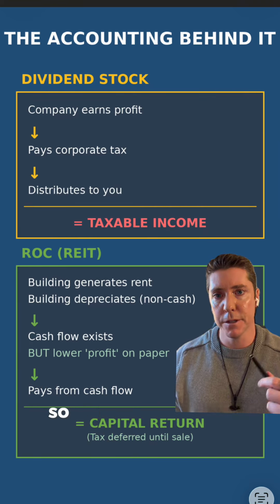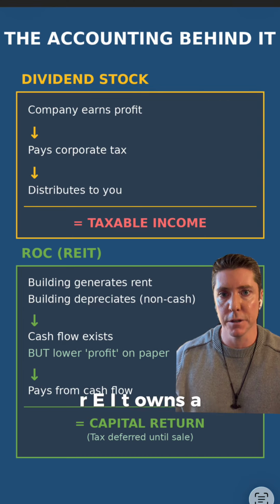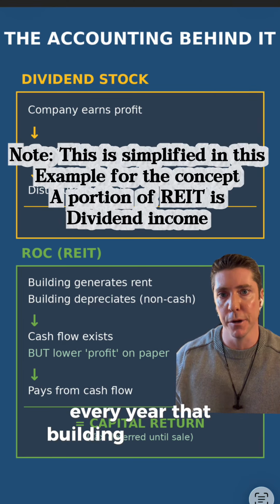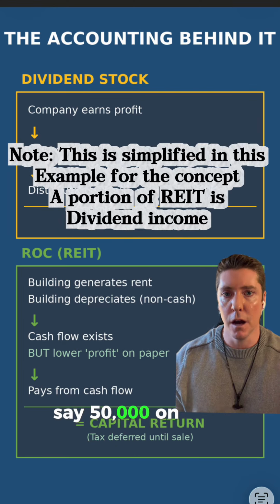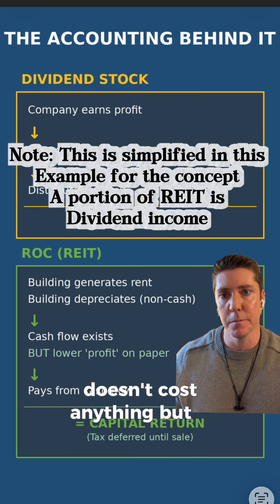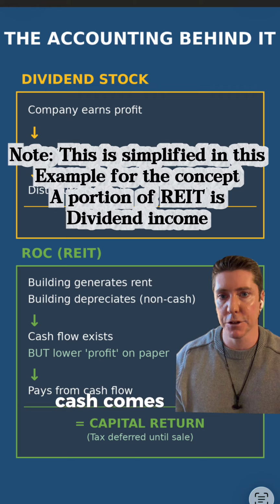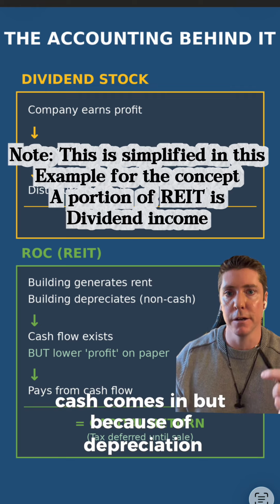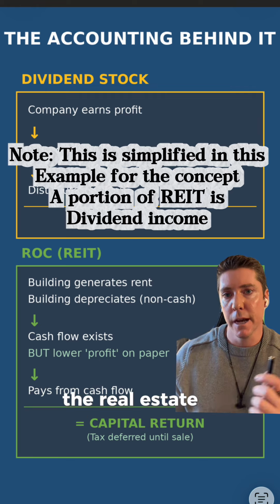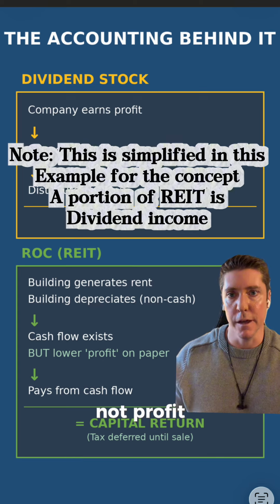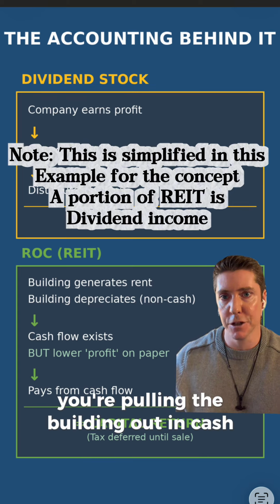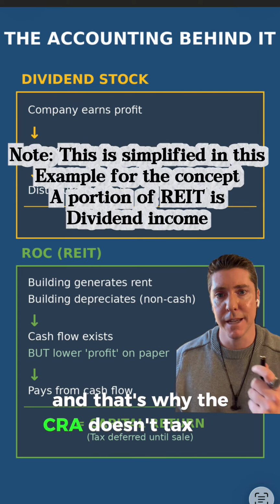Here's what actually happens. Let's say a REIT owns a building that costs $1 million. Every year that building depreciates, say $50,000, a non-cash expense. It doesn't cost anything, but it reduces profit on paper. Meanwhile, the building's generating rental income. Cash comes in, but because of depreciation, there's less taxable profit. The REIT is paying you from cash flow, not profit. Economically, you're pulling the building out in cash piece by piece. And that's why the CRA doesn't tax it as income yet.